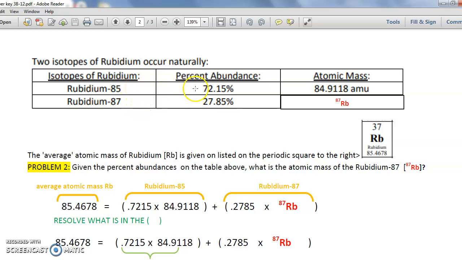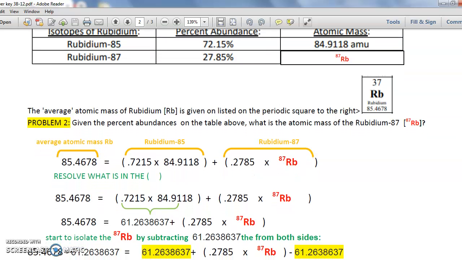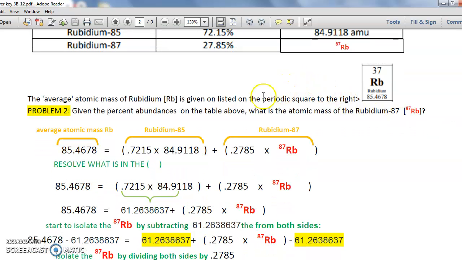They told us that rubidium-85's abundance is 72.15%, and they gave us the atomic mass of rubidium-85. It's 84.9118 AMUs. However, with rubidium-87, they gave the percent abundance, 27.85%, but they did not tell us the atomic mass of rubidium-87. What they did tell us, however, was the average atomic mass of rubidium. It's 85.4678. With that in mind, we can still plug our numbers in.